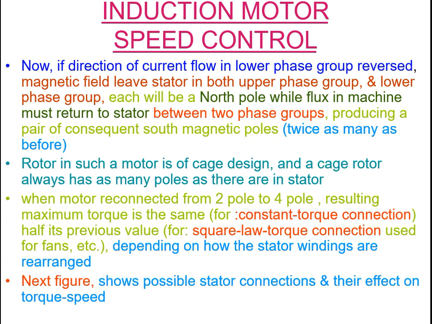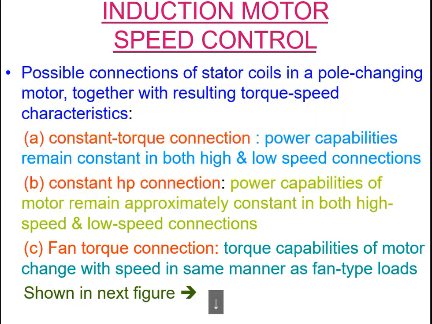Suppose if I go for a constant power connection, then the torque is reduced to half of the original value. So it depends on how the stator windings are rearranged. Okay, so now, these are the possible connections of stator coils in a pole changing motor, together with the resulting torque speed characteristics.